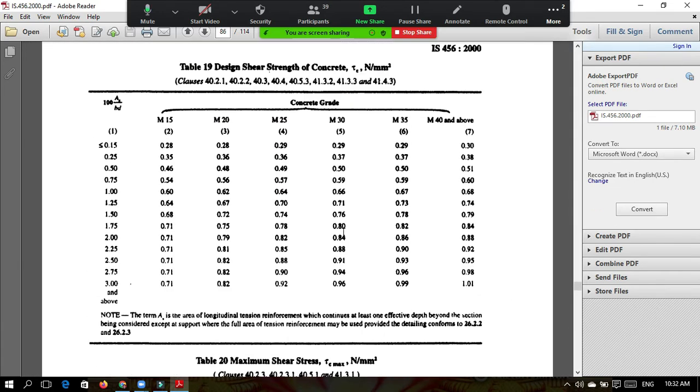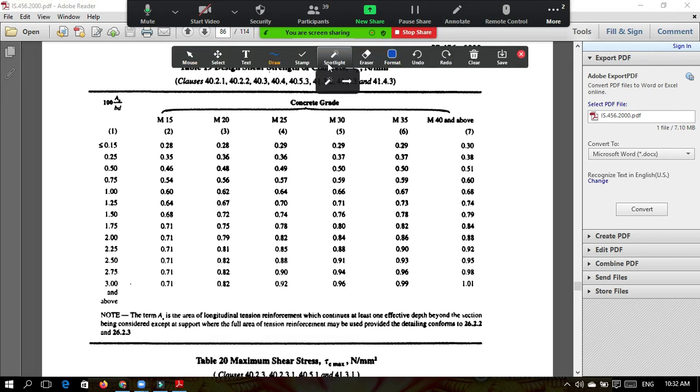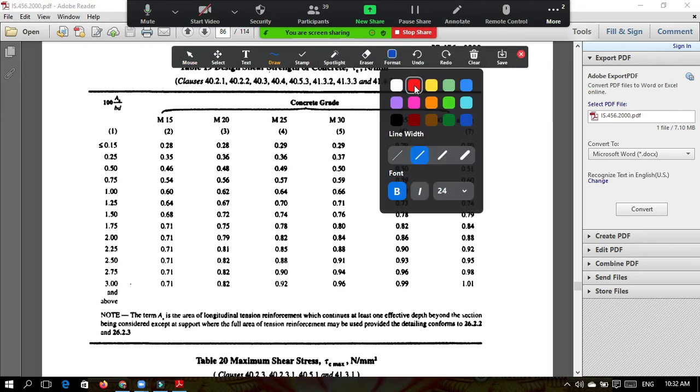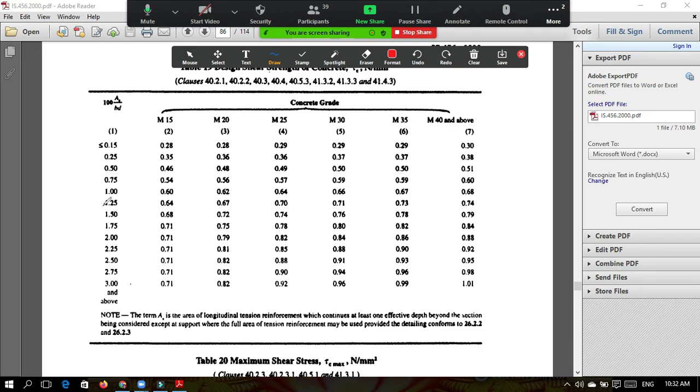So this is table number 19. Okay, design shear strength of concrete. So here, what is our percentage steel now? So our percentage of steel is 0.52. So M20 is the grade of concrete. So here for 0.50, the value for M20 is 0.48.